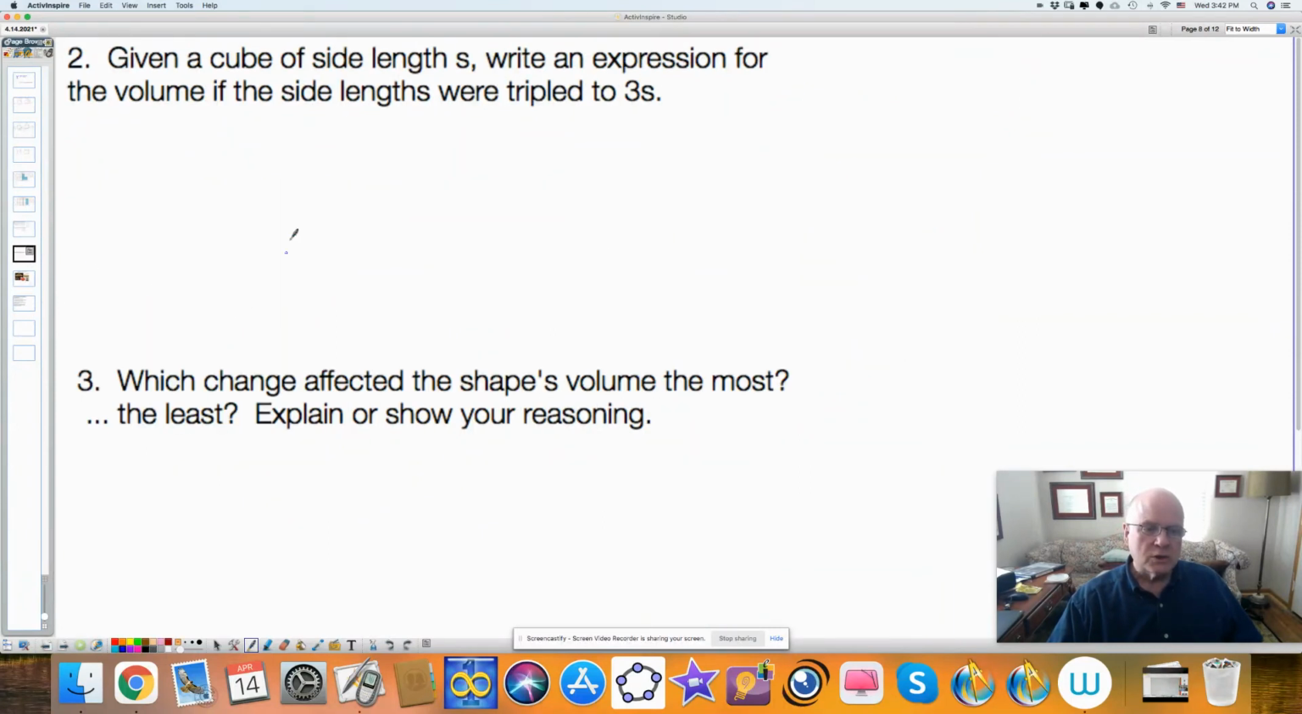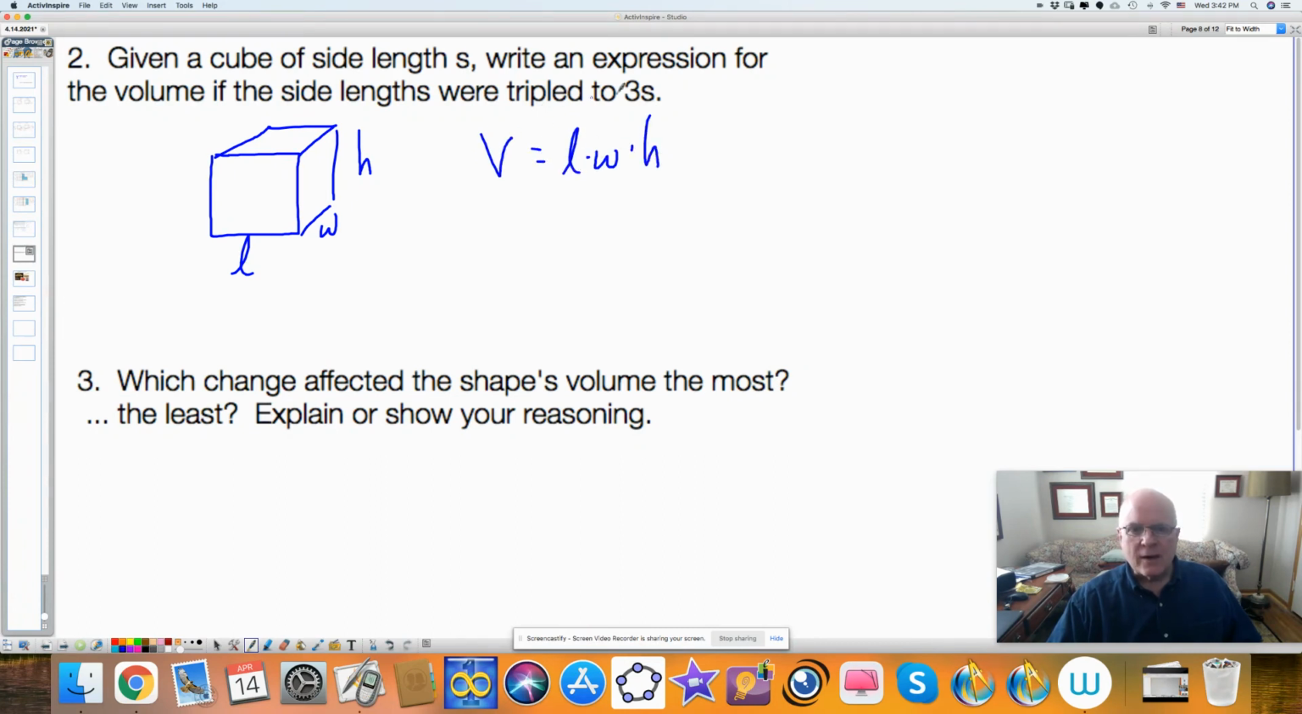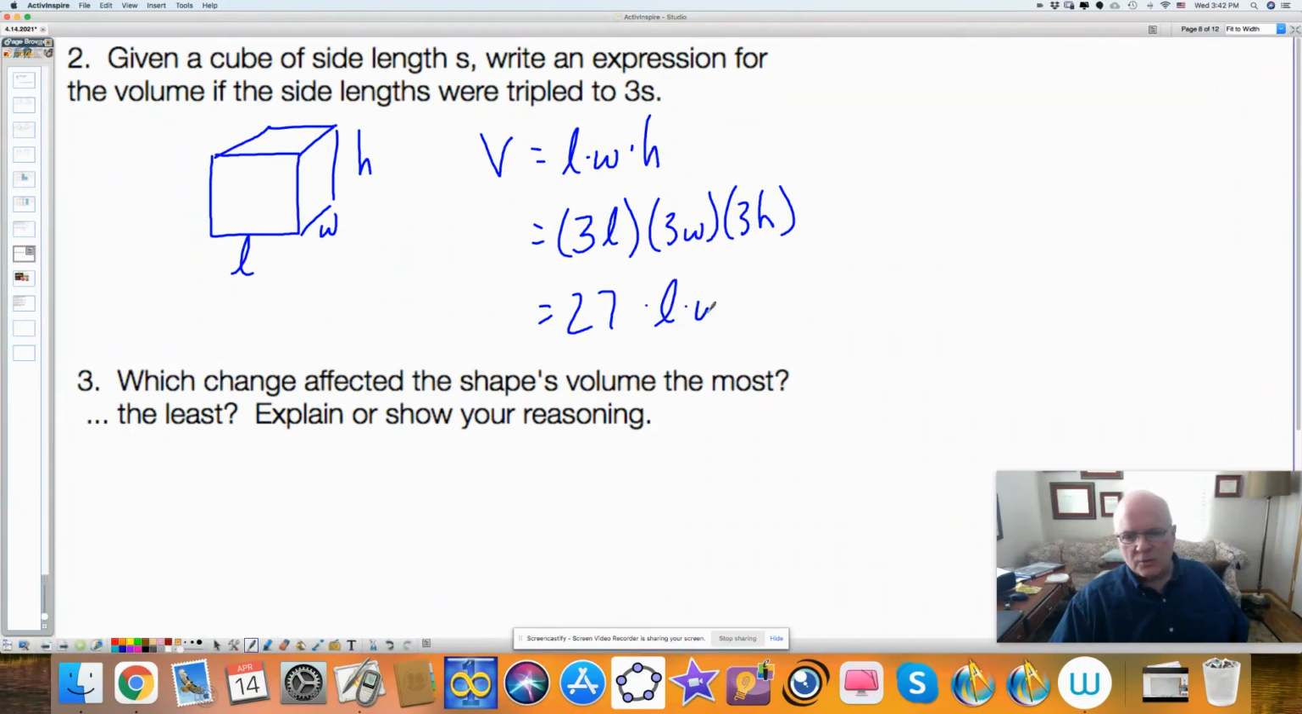Well, what if you did this to a cube? If I had a cube, it's going to have side lengths of L, W, and H. My volume is equal to L times W times H. And if I were to triple the side lengths, so I'm going to do 3L times 3W times 3H, or 3S times 3S times 3S, it's going to be 27 times larger than the original.